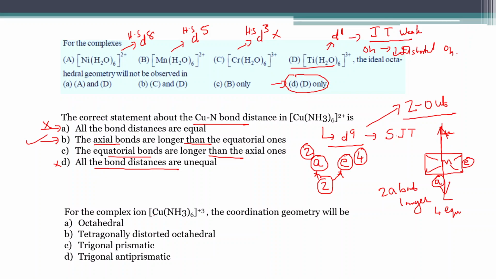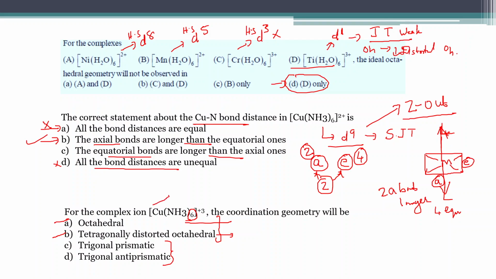For the complex ion [Cu(NH3)6]3+, the octahedral geometry will be an octahedron. The options are a tetragonally distorted octahedron, trigonal prismatic or trigonal anti-prismatic. We can avoid both of those structures. Either it shows Jahn-Teller and will be a tetragonally distorted octahedron, or it does not show Jahn-Teller and will be a purely octahedral structure because of the six ligands present.